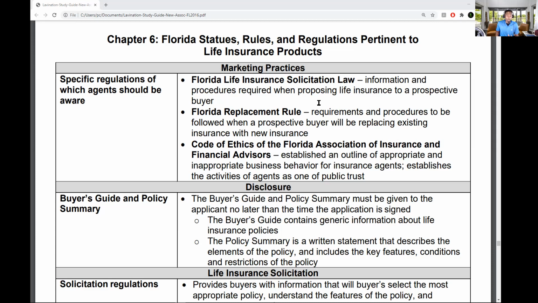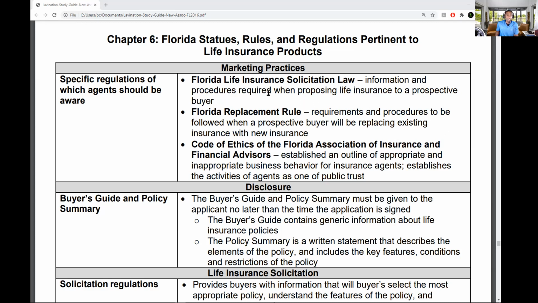The second rule we're going to talk about is the Florida replacement rule. This sets out the requirements and procedures to be followed when a prospective buyer will be replacing an existing insurance policy with a new one. Lastly, we'll talk about the Code of Ethics of the Florida Association of Insurance and Financial Advisors, which establishes an outline of appropriate and inappropriate business behavior for insurance agents. It establishes the activity of the agent as one of public trust.